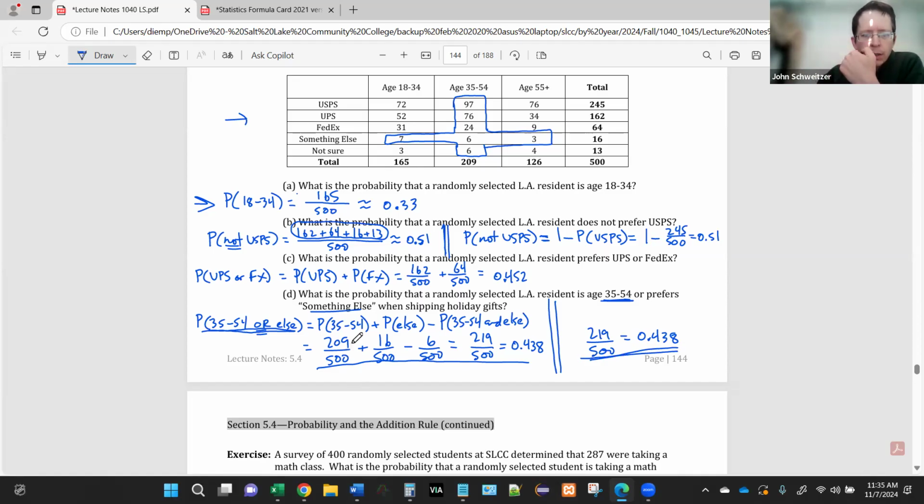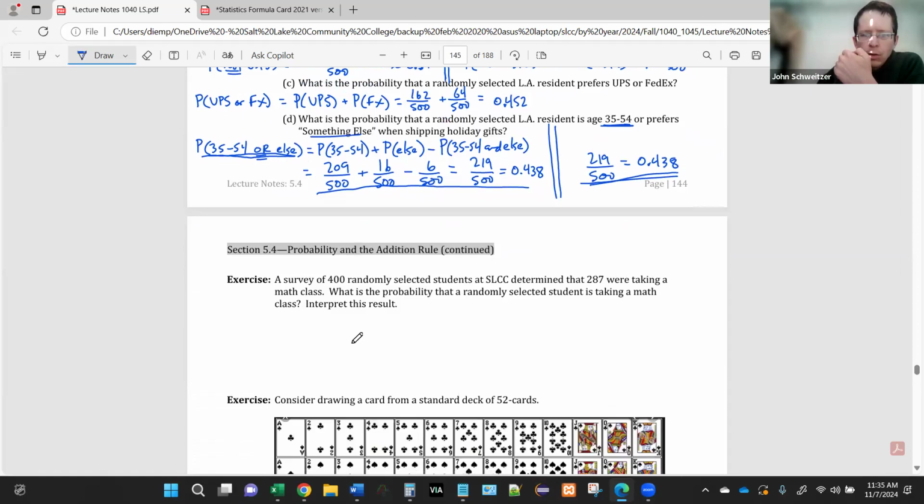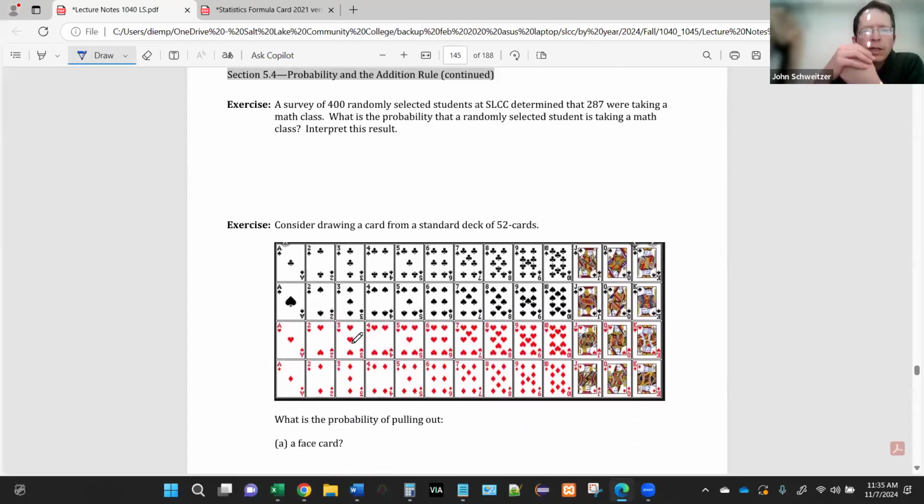Okay, good. You guys try a couple of these. This section is sort of packed, almost overflowing with problems. We're not going to do all of these problems, but we'll do a few of them, enough to practice these various rules.